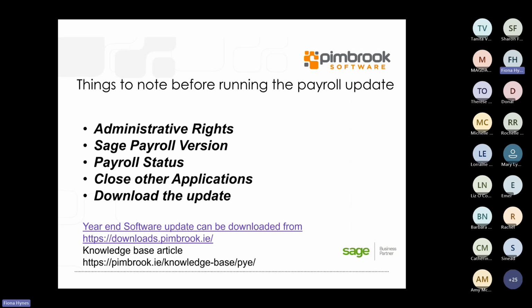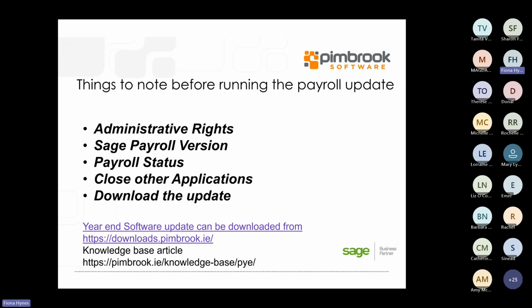Also confirm that you are on version 27.3 after running the update, and there should be a new Sage icon 2025 on your desktop. The payroll status should be at end of period or start of period before running the update. Before proceeding, you should close all applications which are open on your PC, including Sage Payroll and any other Sage products.